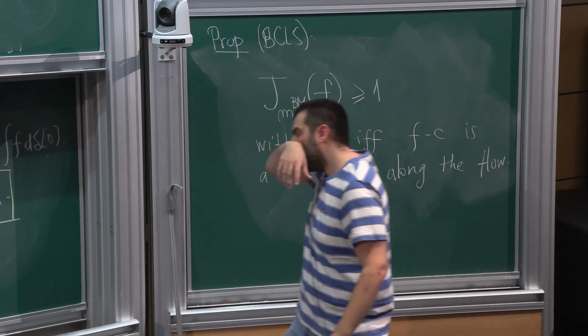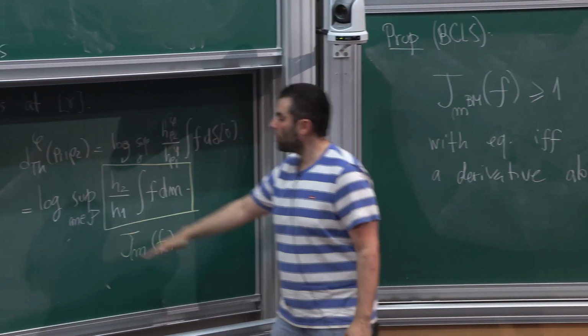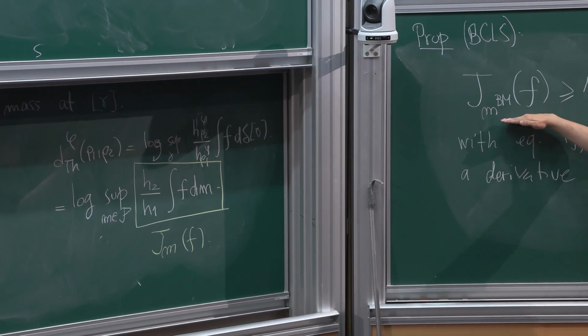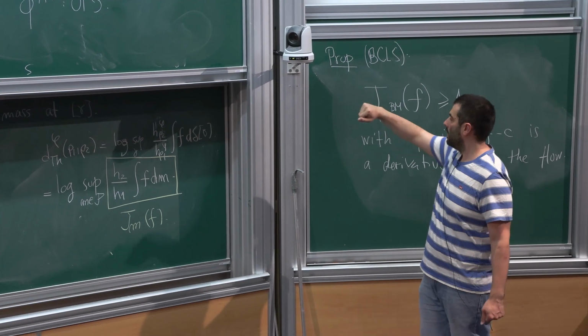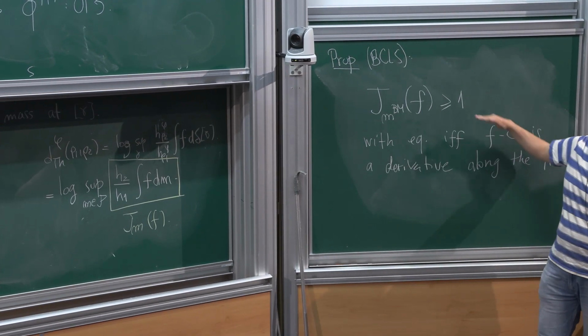So when you're taking this sup, this is for sure bigger than this, right? The log of this. So if you assume that the distance is 0, then it actually forces this guy to be 1, and you have this conclusion.